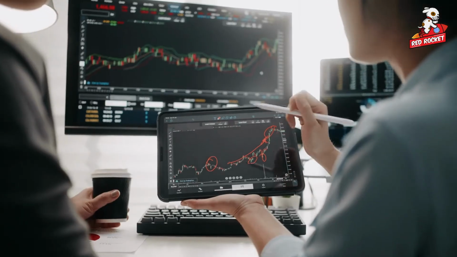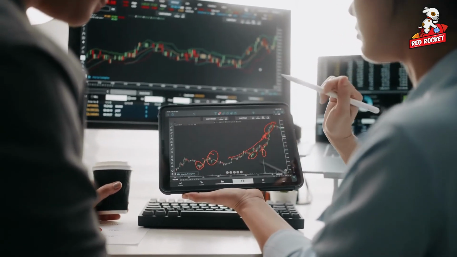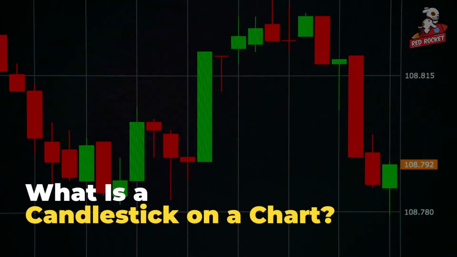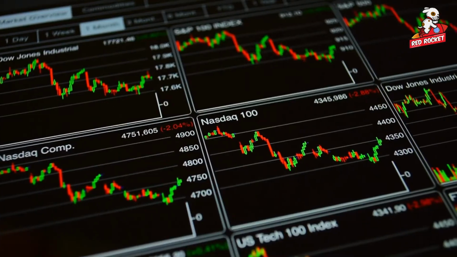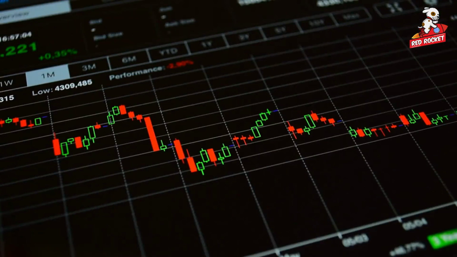You'll learn the essential components of a candle, the history of candlestick charts, and why they've become a go-to trading tool for many modern traders. What is a candlestick on a chart? A candlestick is a technical tool that packs multiple time frame data into single price bars.